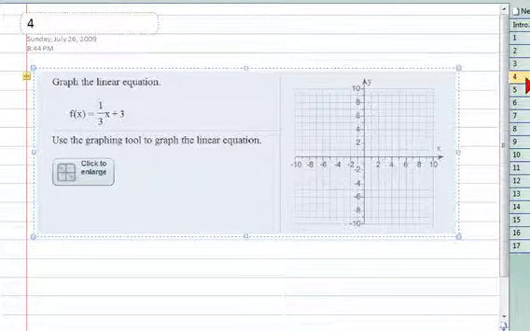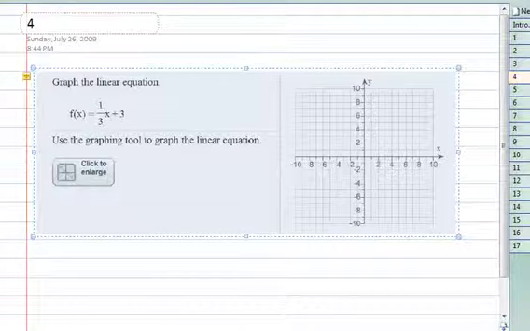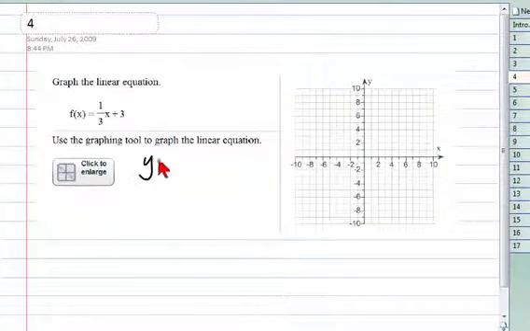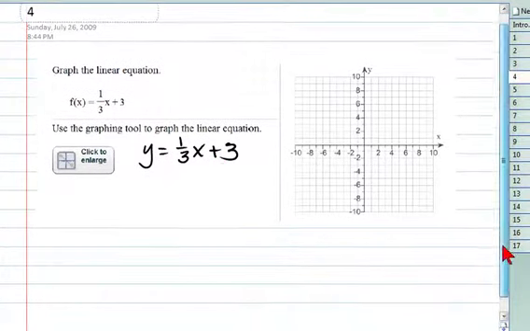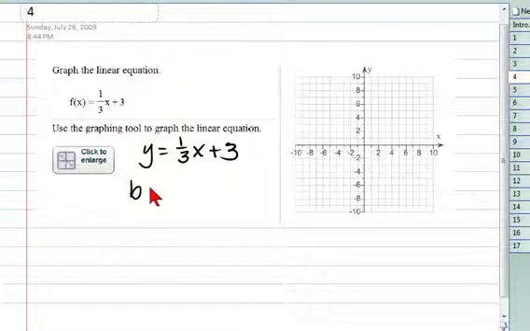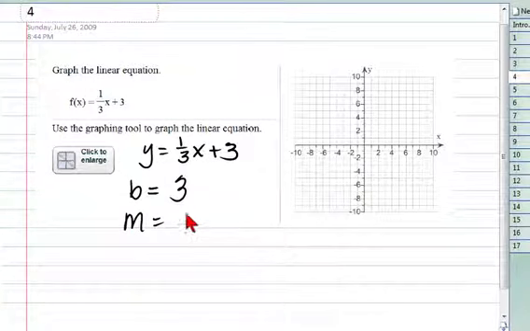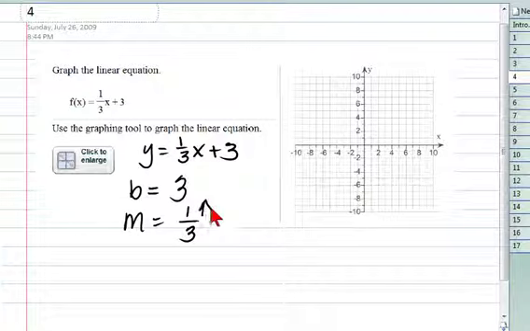Number 4. The function that we're asked to graph is y equals 1/3 x plus 3. I'm not going to write everything I've been writing for all these problems. Where will you begin? At 3, and hopefully we all know it's on the y-axis. And how will you move? Well, the fraction is 1/3. So up 1, right 3.